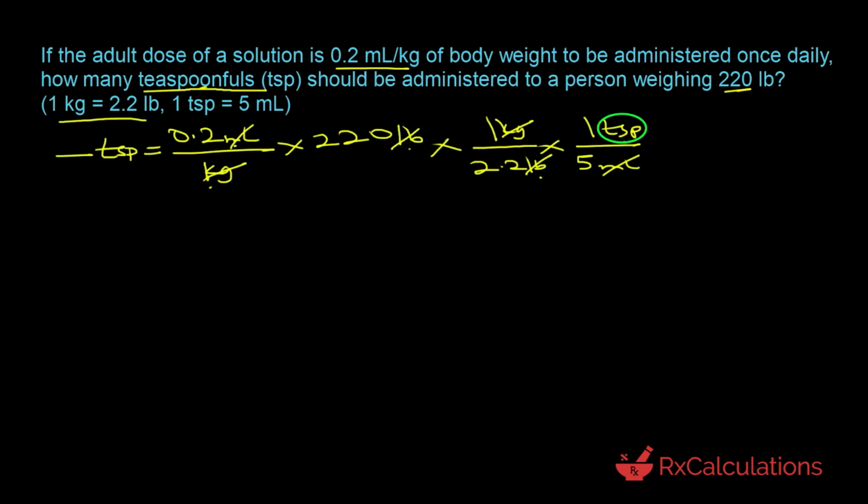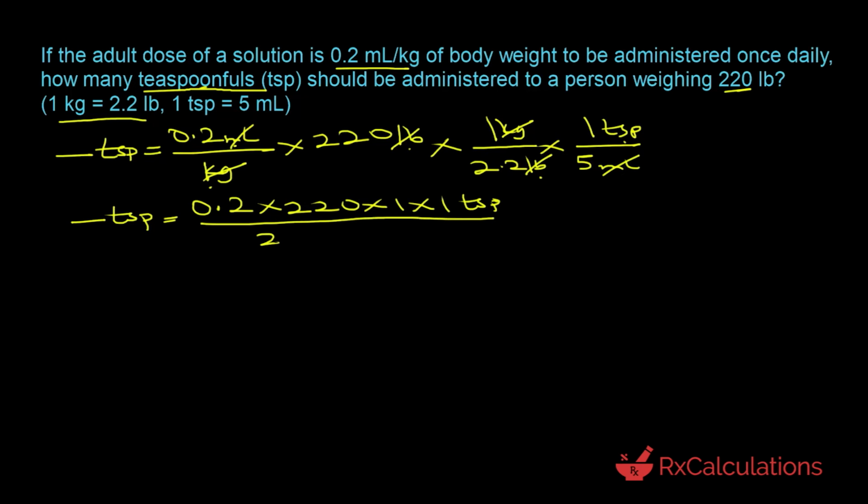So the next step, which you could actually do in one straight line, but I like to do in 2 different sections just for clarity, is your number of teaspoonful is going to be equal to the product of all the terms in the numerator divided by the product of all the terms in the denominator. So what that means is you're going to multiply the 0.2 times 220 times 1 teaspoonful divided by 2.2 times 5. And now this is going to be equal to 4 teaspoonfuls.